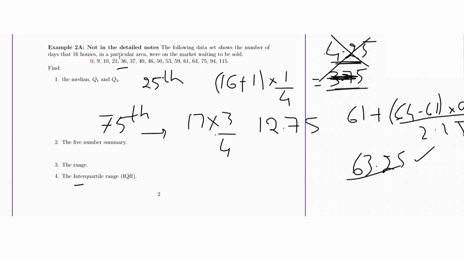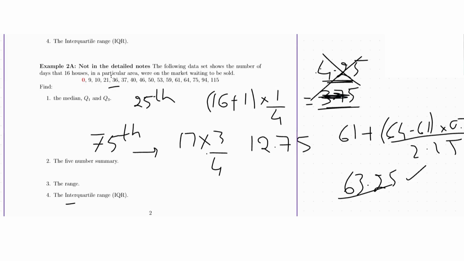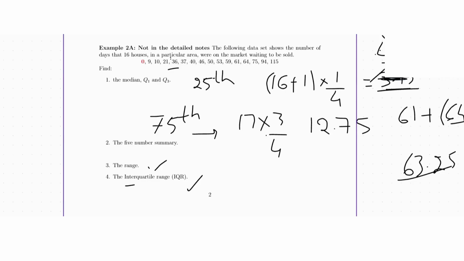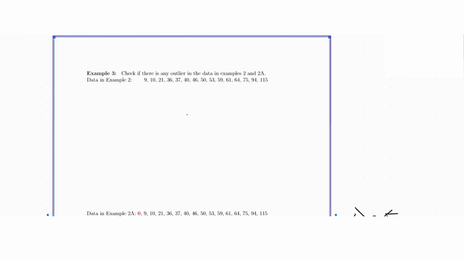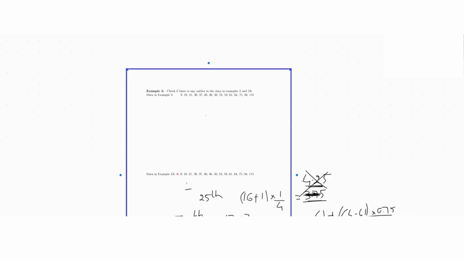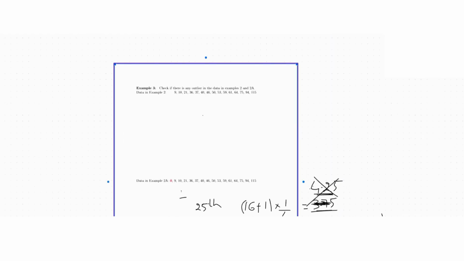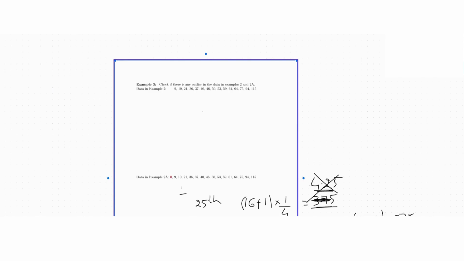Okay. So finding the range, interquartile range, and minimum and maximum, I think that's easy, so I'll just move forward. You can also go to the next page in your booklet. Since we have not much time, I'll just tell you how to do this. It says check if there is any outlier in the data in examples 2 and 2a. That's the question. So first, check for outliers. There is a rule to check for outliers. We use something called the 1.5 times IQR rule.